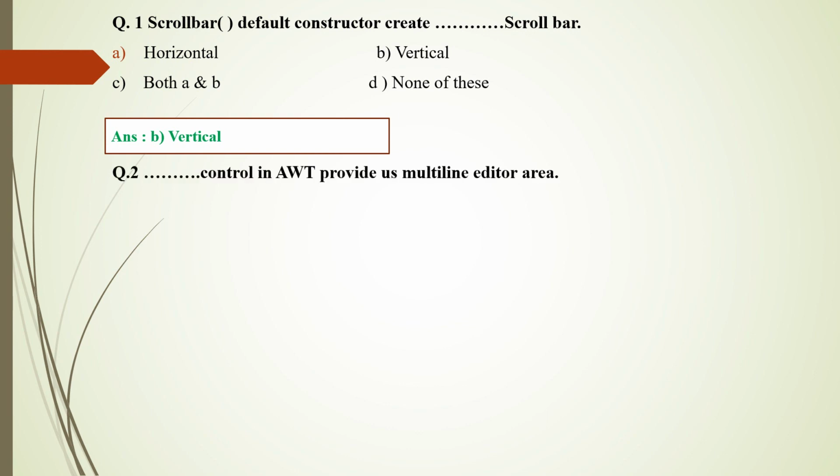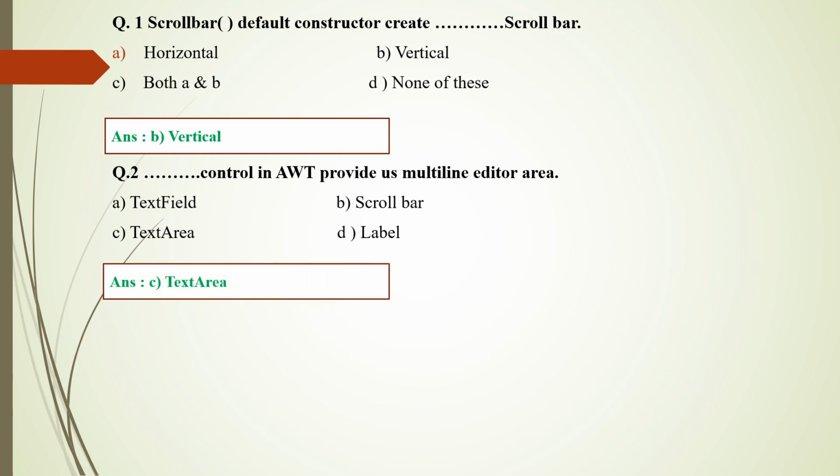Next question: dash dash control in AWT provides us a multi-line editor area. Options are text field, scroll bar, text area and label. So the answer to this question is text area. The TextArea control in AWT provides us a multi-line editor area.